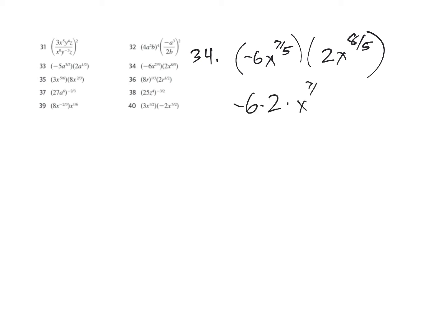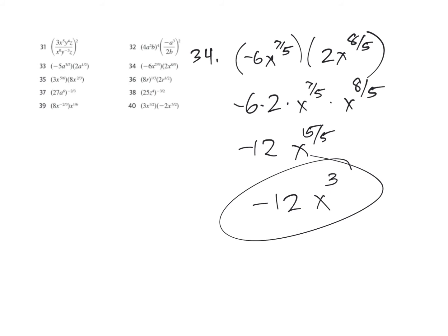34. Negative 6x to the 7/5 times 2x to the 8/5. Again, no exponents that need to be distributed, so you do not need these parentheses. And it's all multiplication. So negative 6 times 2 times x to the 7/5 times x to the 8/5. Negative 12 x to the 15/5. So negative 12x cubed. Number 35.